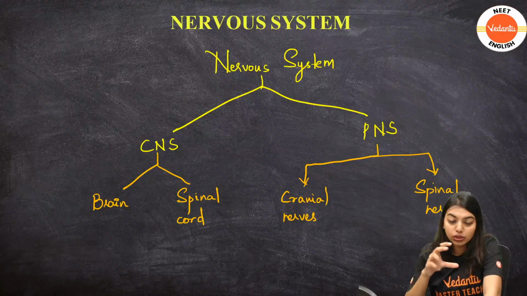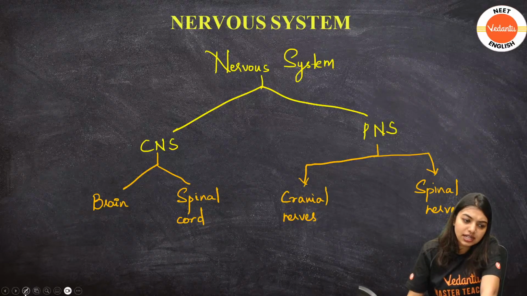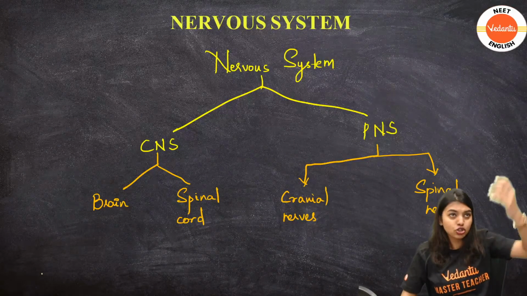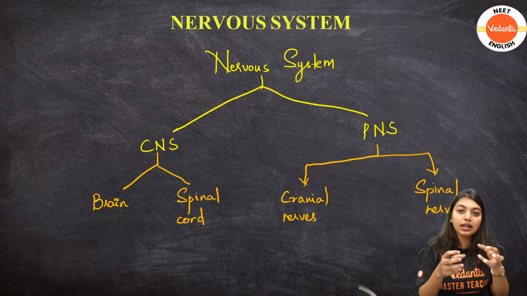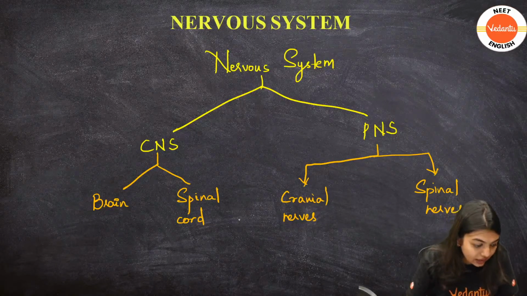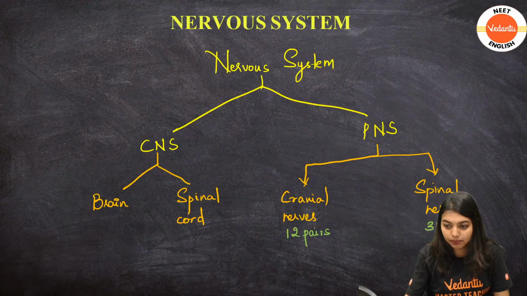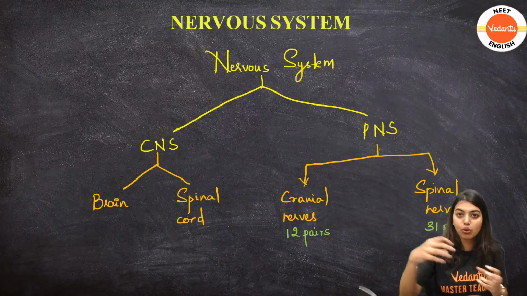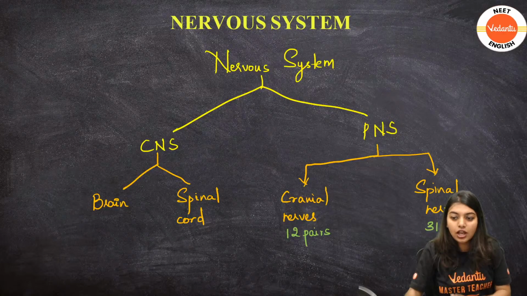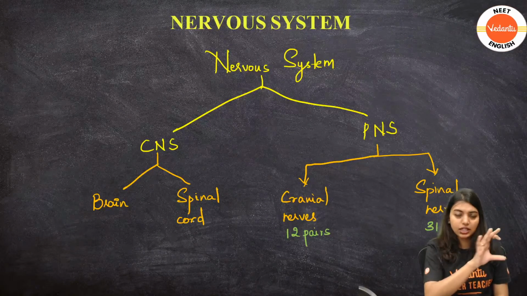The ones that go to the brain and the ones that go to the spinal cord are the cranial nerves and spinal nerves. You know that the spinal cord is longer, so more nerves have to go there. Cranial nerves are 12 pairs, that means 24 of them, and here you have 31 pairs. Because the spinal cord is long and slender, more nerves go to it, so remember 31 pairs of spinal nerves and 12 pairs of cranial nerves. This is the general CNS and PNS.